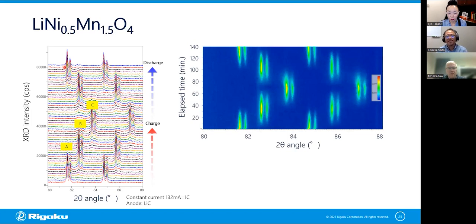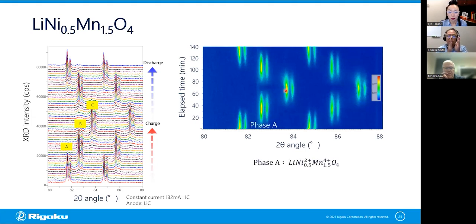The data here is exactly the same data, but in a different style. Now the vertical direction is elapsed time in minutes. This is 1C, so one cycle took about 2 hours. Then we have the first peak here, the second peak here, and the third peak here, for phases A, B, and C.